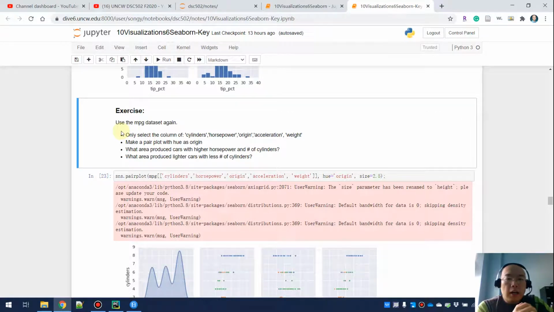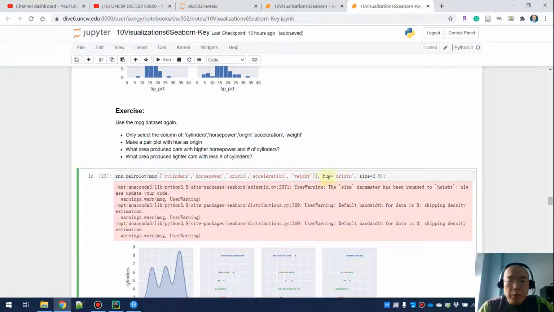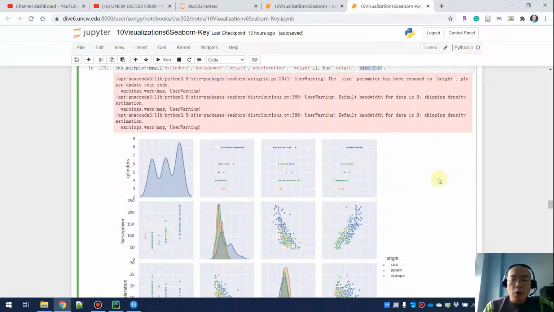Okay, let's take a look at my code. For this part, I'm only keeping five features: the cylinder, the horsepower, origin, acceleration, and the weight. I'm using the hue as the origin because that is a categorical feature I'm going to use to color the samples differently. And for the size, it will define how large each square is going to be.